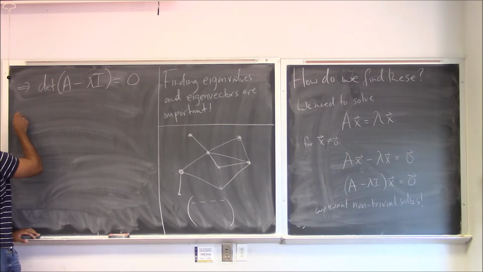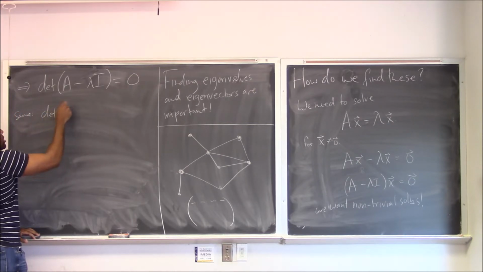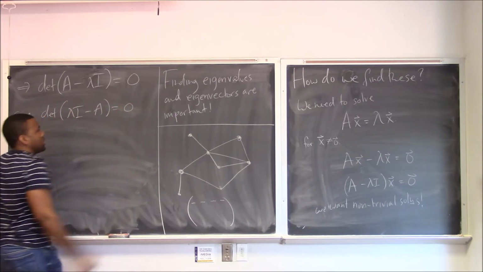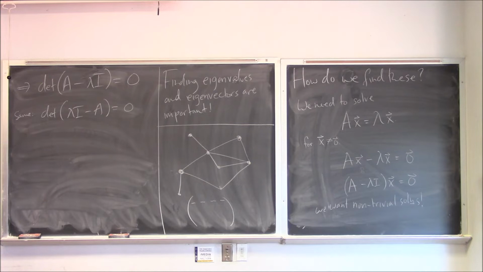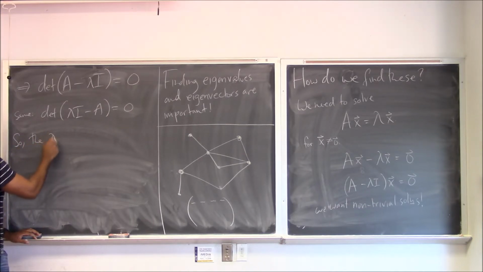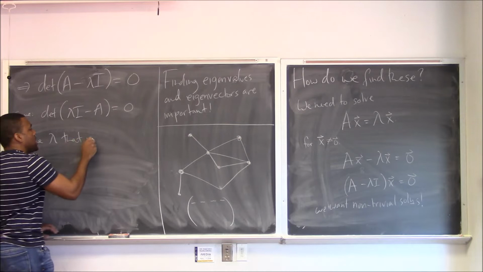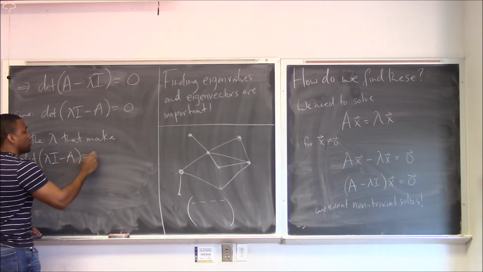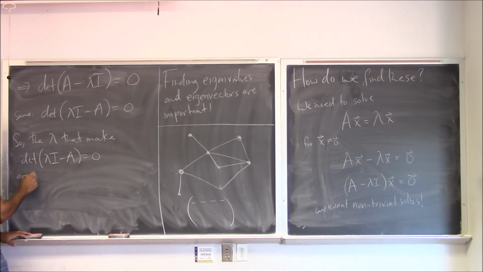By the way, this is the same as just putting this the other way around. I like doing it this way. It's not going to matter, because you're just going to end up with a polynomial in either case. I like to solve it in this direction, but it's really not going to matter. So, the lambdas that make the determinant of lambda I minus A equal 0 are eigenvalues.